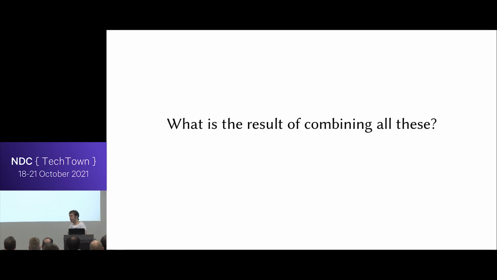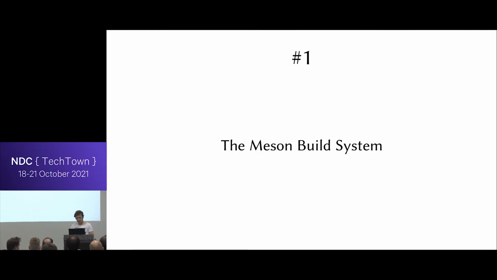Okay, so what happens if we combine all of these things? And we need 3 things, obviously, because it's a good narrative thing to have, like, 3 things. And the first thing you need is a build system. And in this case, it's the Meson build system, which we're working on.